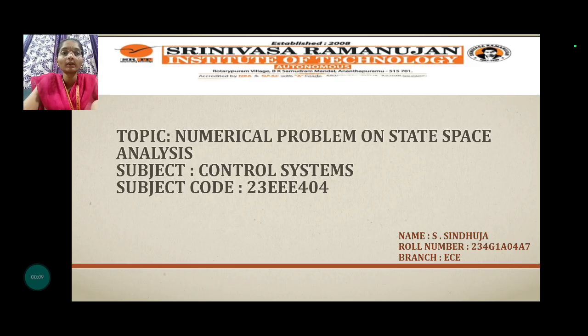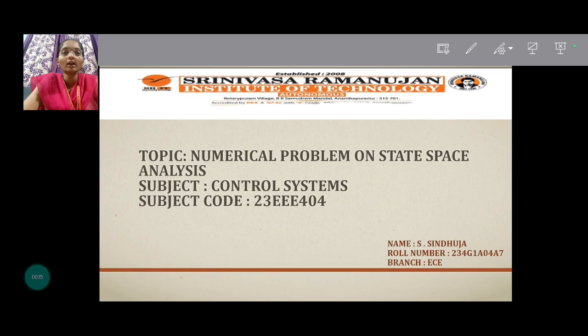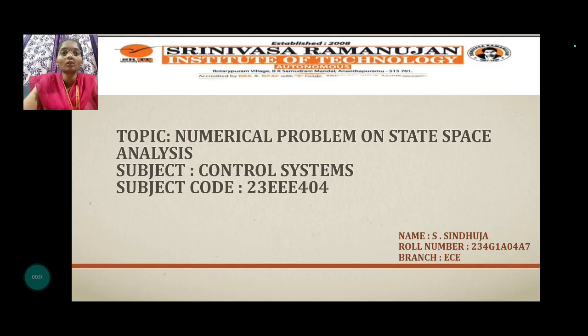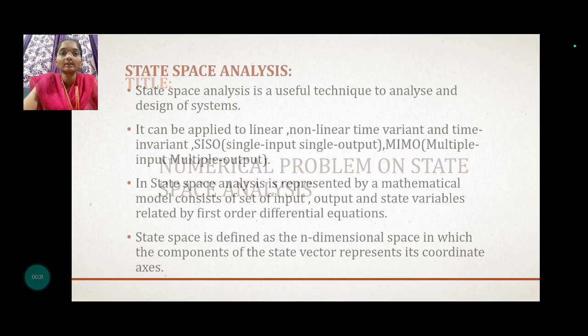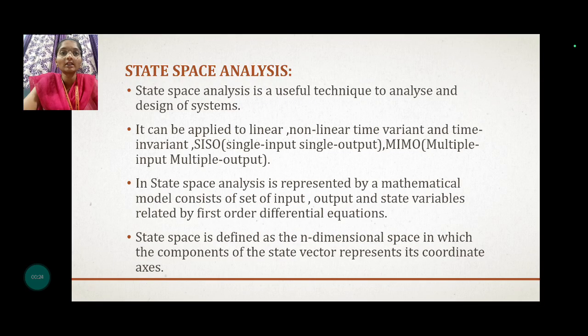I took the topic numerical problem on state space analysis, and the subject code is 2388404. The title is numerical problem on state space analysis. Let us know what is meant by state space analysis.